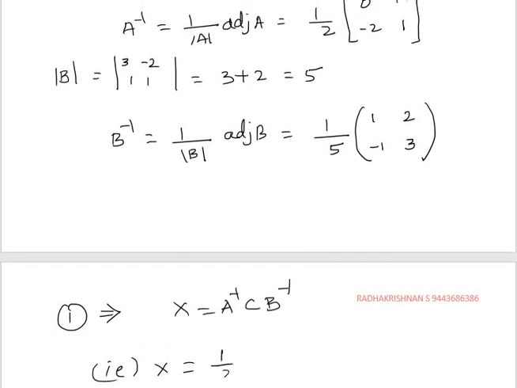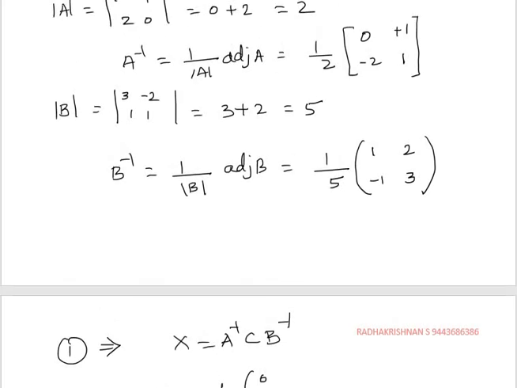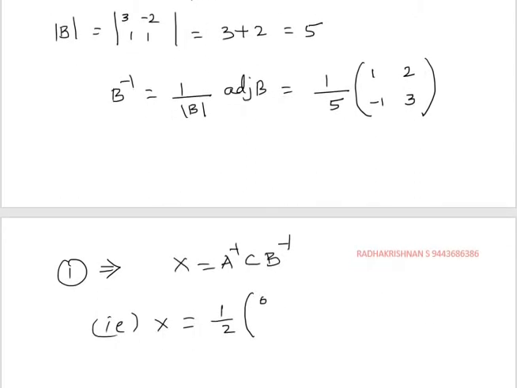1 by 2, 0 1 1, right? Check that first row. 0, yes, 1 minus 2 1. 0 1 minus 2 1.